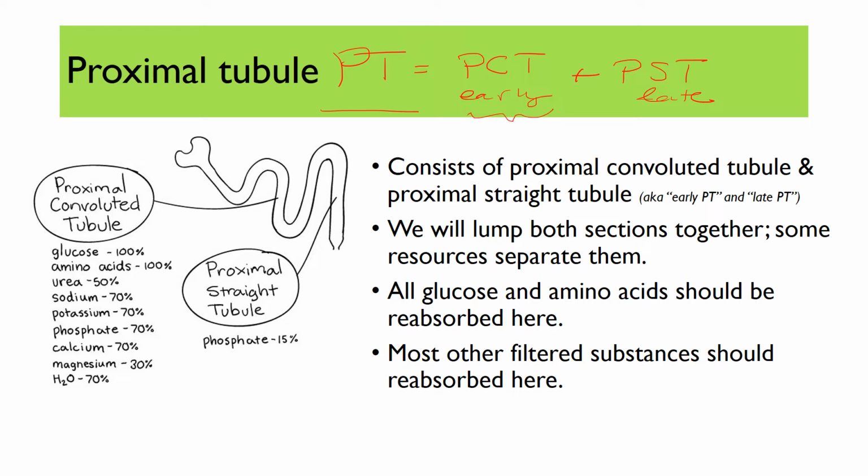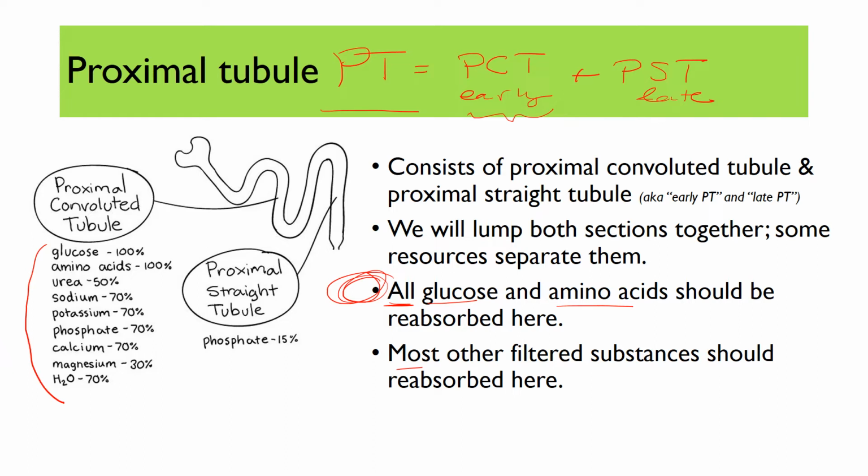Most notably about the proximal tubule, all glucose and amino acids should be reabsorbed here. What that means is at the glomerular filtration barrier, some glucose and some amino acids will be filtered into the nephron. Any ones that are filtered, all of them, should be reabsorbed in the proximal tubule. Therefore, if you have glucose in the urine, then something has gone wrong. And most other substances that are filtered, most of them are reabsorbed here. That's why you'll see how abundant the activity in the proximal tubule is.